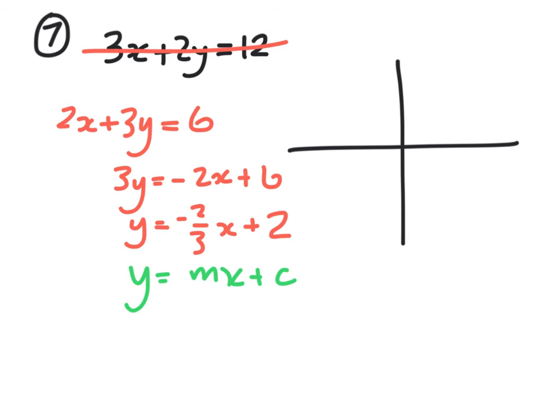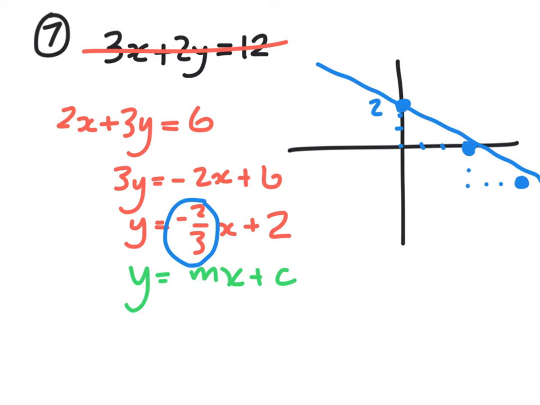So how do I transfer that to my diagram? It crosses at positive 2. The gradient is negative 2 over 3. So that means 2 down, 1, 2, 3 along. 2 down, and 1, 2, 3 along. Once you've got a few points, you can then just join them up to make a straight line. So you do something similar for the one that you were given.